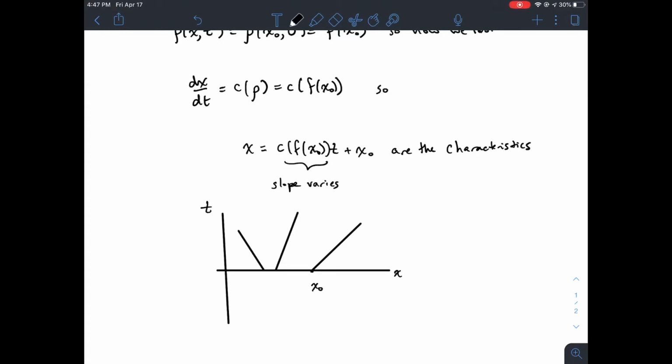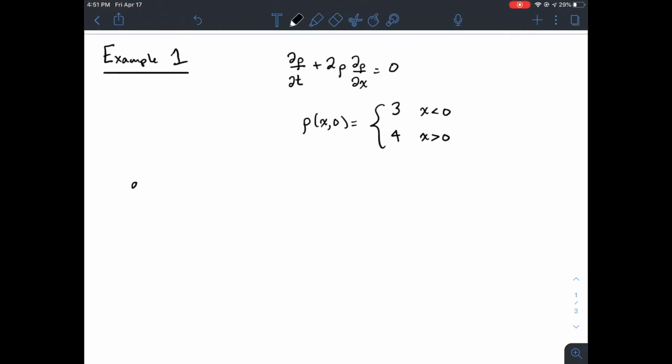Okay, well, let's now move on to an example where we take a specific C of rho. This is a slightly easier one than that thing with the U max and the rho max and whatever, but the idea is going to be the same. So it's good to look at this example, and then we're going to look at the other example with the traffic flow.